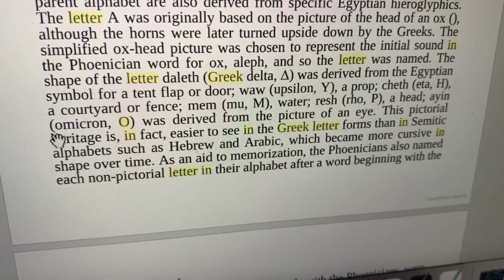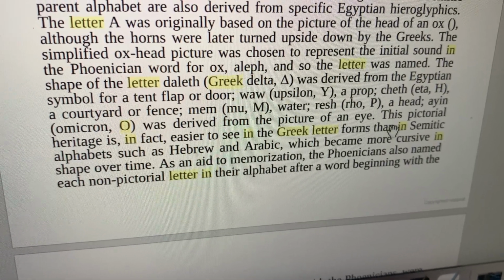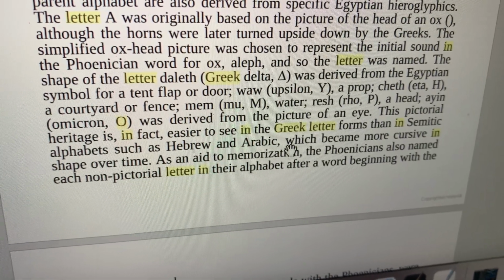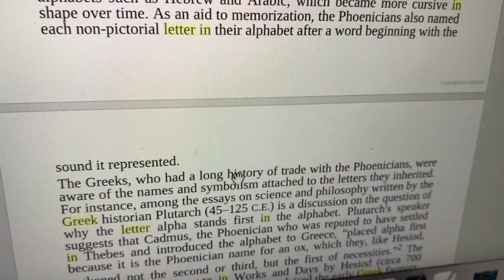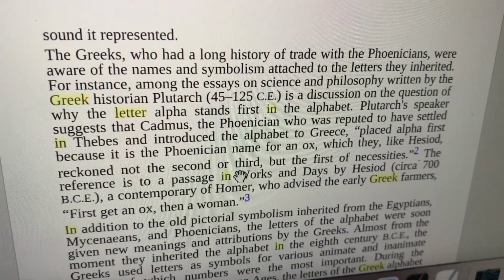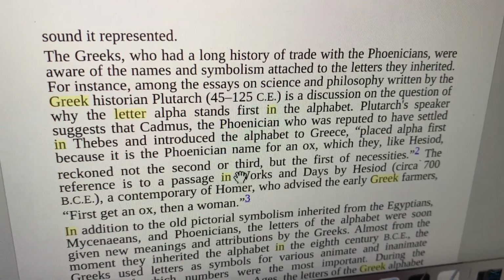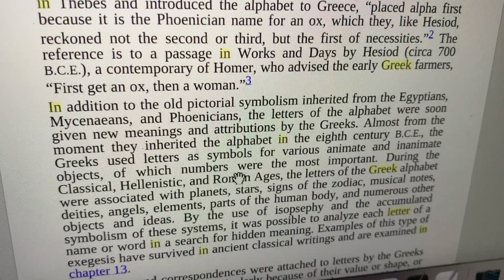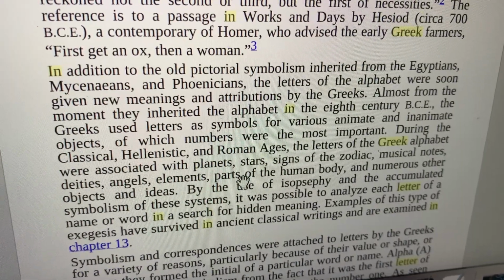This pictorial heritage is, in fact, easier to see in the Greek letter forms than in Semitic alphabets such as Hebrew and Arabic, which become more cursive in shape over time. So they become pictures there. You're like, that's interesting. So it doesn't just mean what we think it means, right? It's actually deeper than that. Let's keep going. I'm just skimming through because I know the parts that I want you to hear, and I don't want us to have to read this whole thing. I already read this thing.